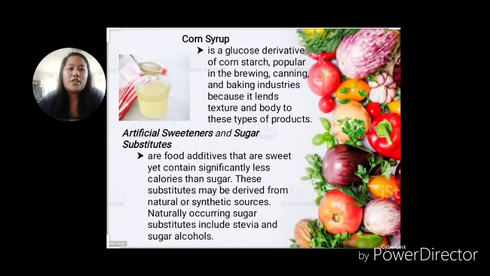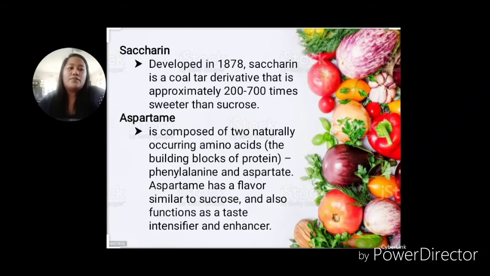The next is corn syrup. Corn syrup is a glucose derivative of cornstarch, popular in the brewing, canning, and baking industries because it lends texture and body to these types of products. Artificial sweeteners and sugar substitutes. These are food additives that are sweet yet contain significantly fewer calories than sugar. These substitutes may be derived from natural or synthetic sources. Naturally occurring sugar substitutes include stevia and sugar alcohols.